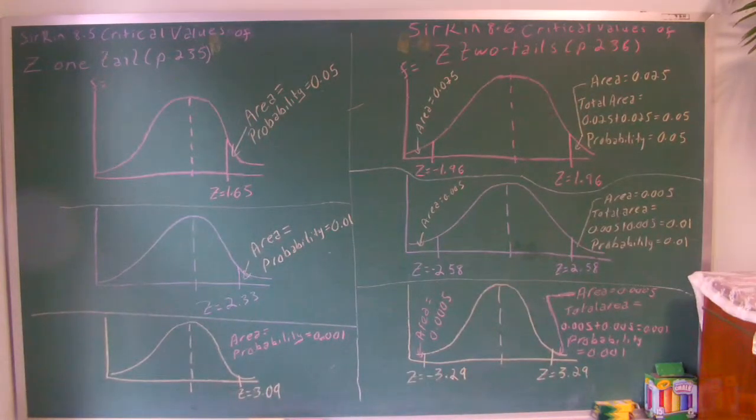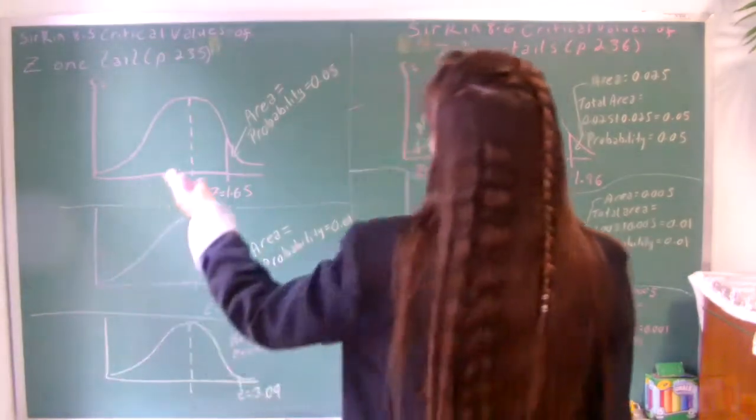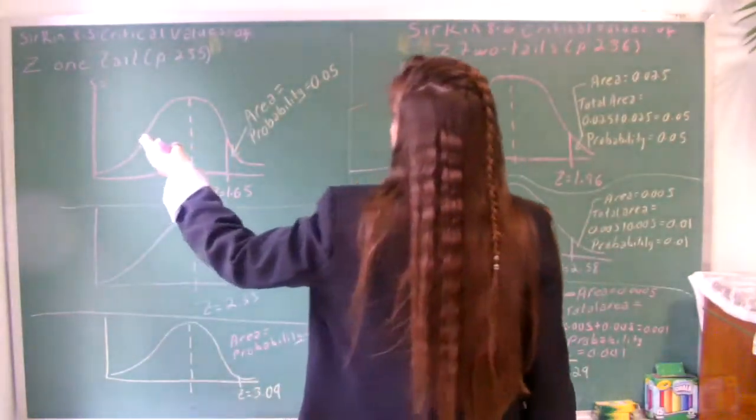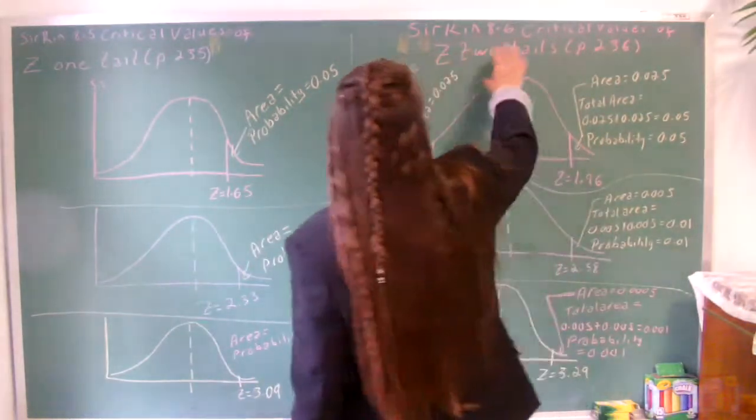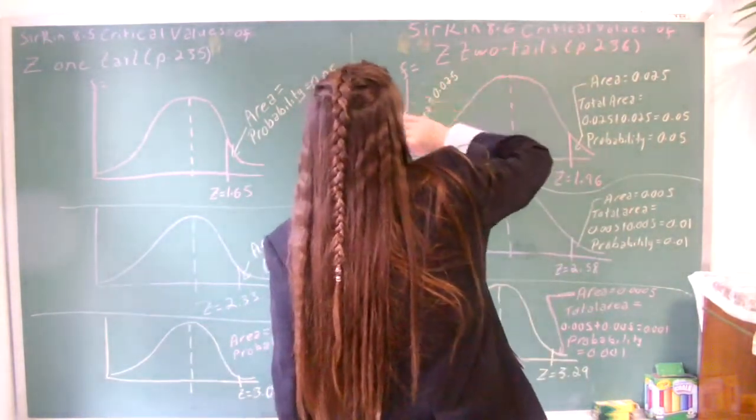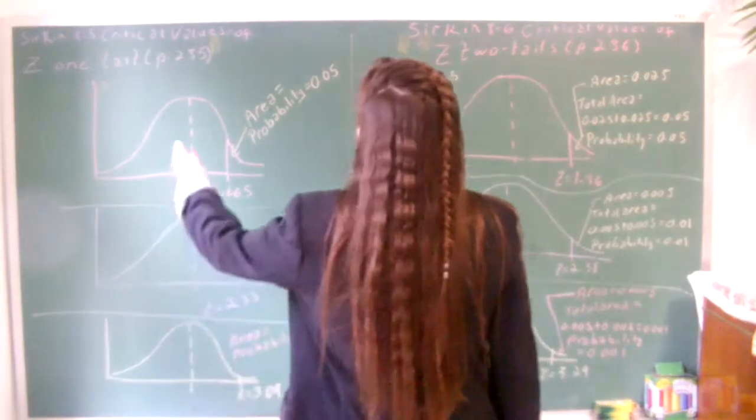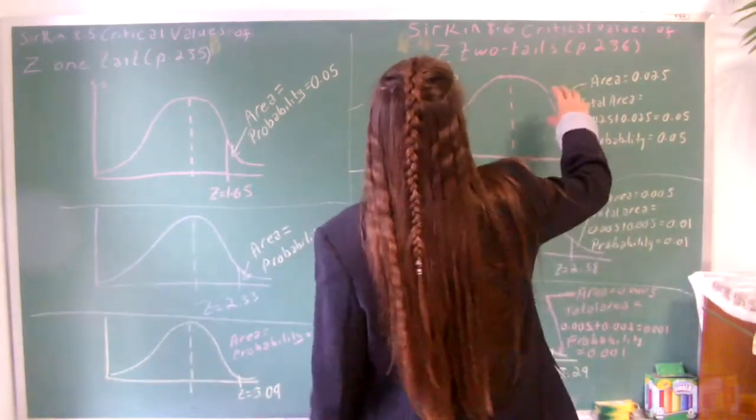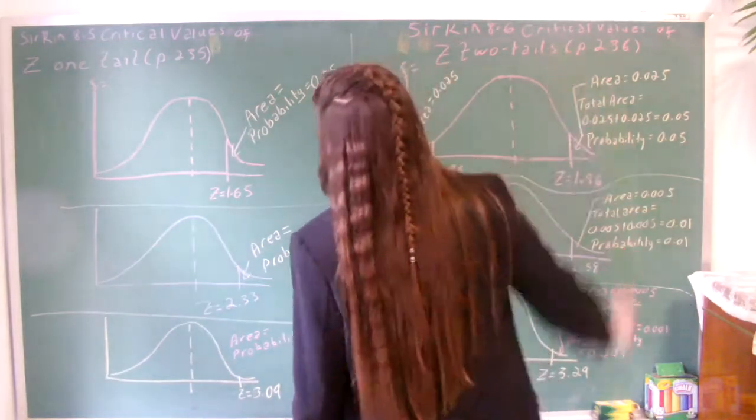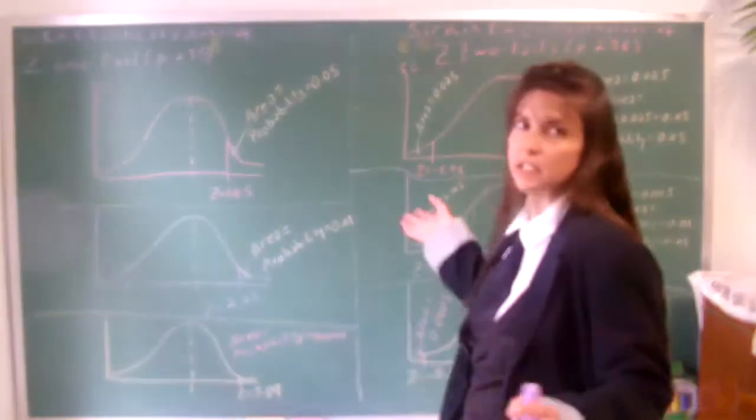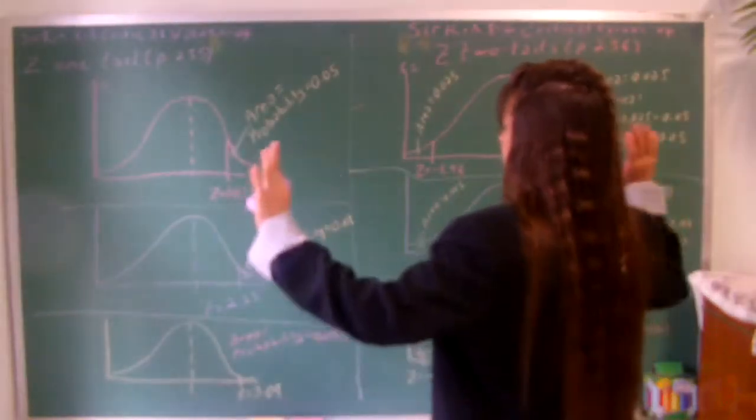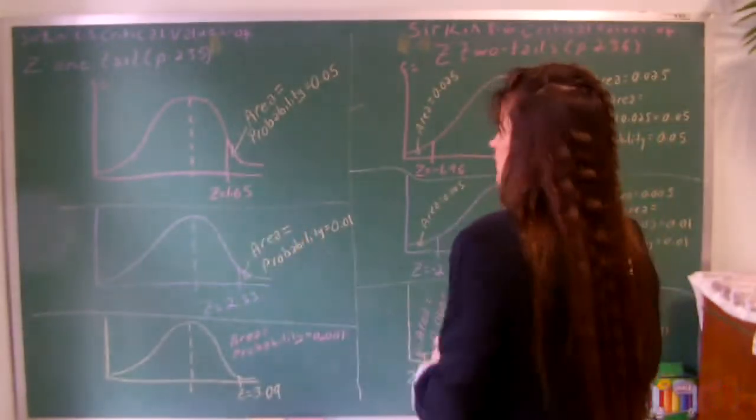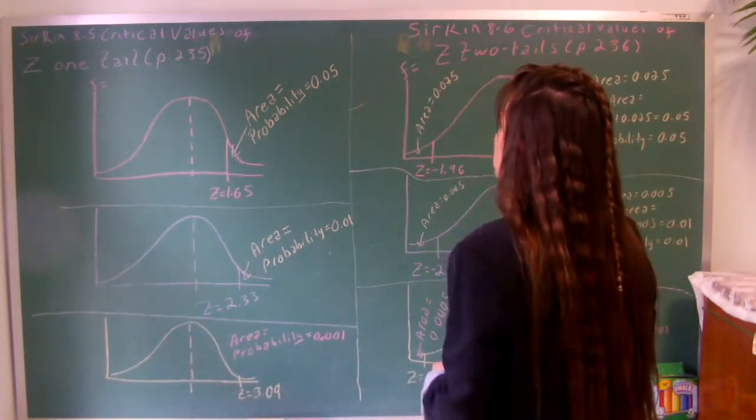Hello, this video will help you better understand your Skirkin Figure 8.5, critical values of one-tail Z, and Skirkin Figure 8.6, critical values of Z two-tails. Figure 8.5 is on page 235, and the two-tail is on page 236 of your Skirkin textbook. This is taken from your textbook. I like to see them together when I think about this and when I explain it.